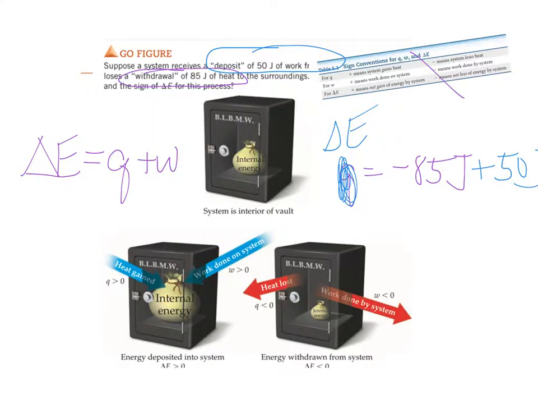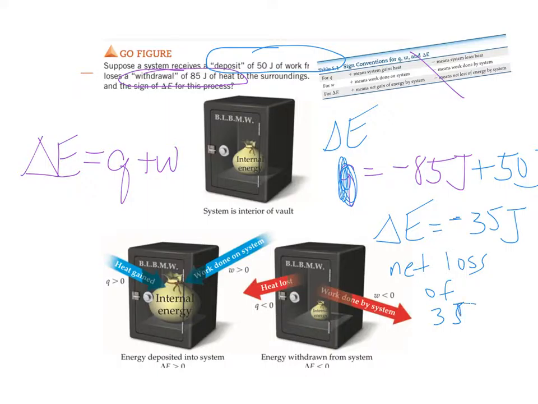So our delta E calculation would be delta E equals 50 minus 85. It's going to be equal to minus 35 joules. So this system had a net loss of internal energy, a net loss of 35 joules of energy. That's what that tells you.